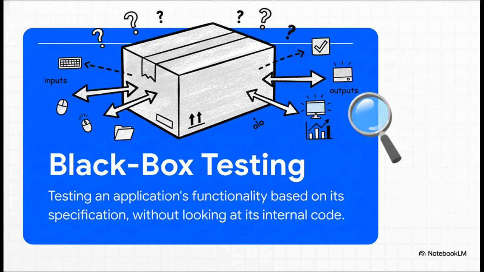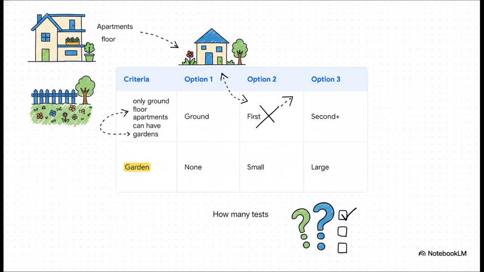You're basically just checking to see if the box follows the rules you were given. Let's make this real with a simple example. This is actually from a professional certification exam. Imagine you're testing a search form for an apartment rental website. You can pick a floor, and you can pick whether you want a garden.